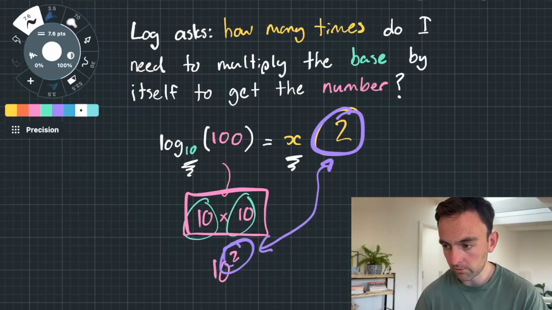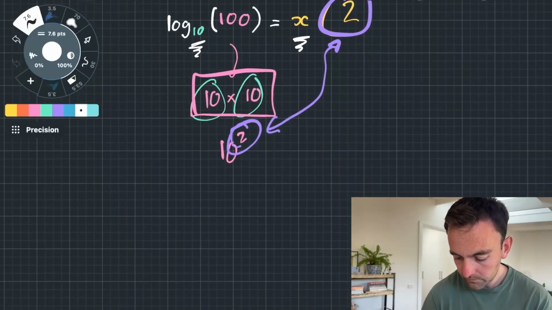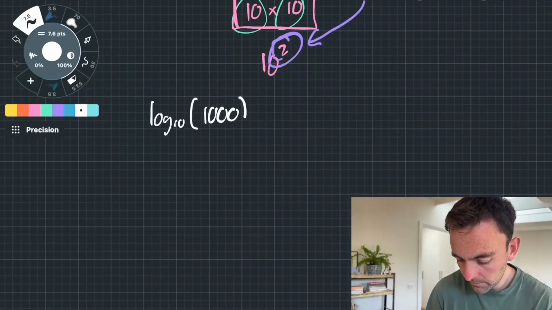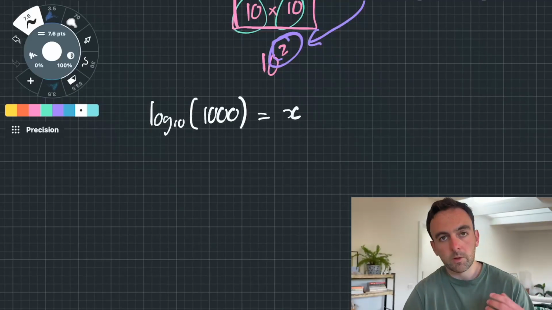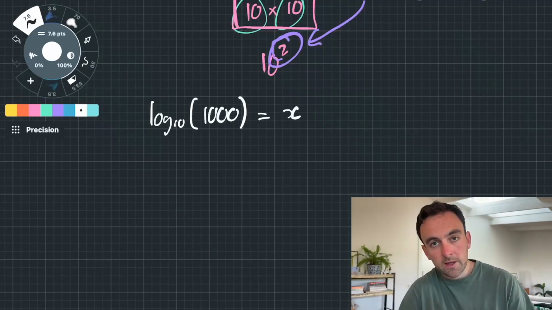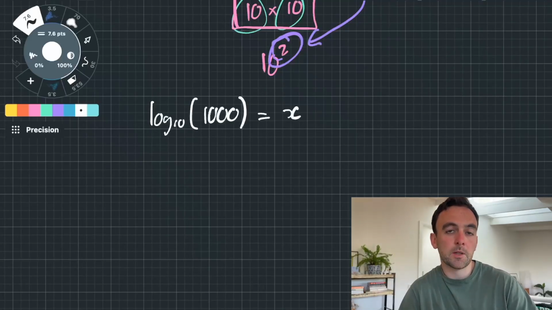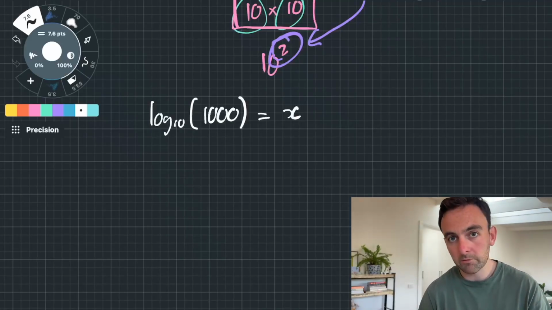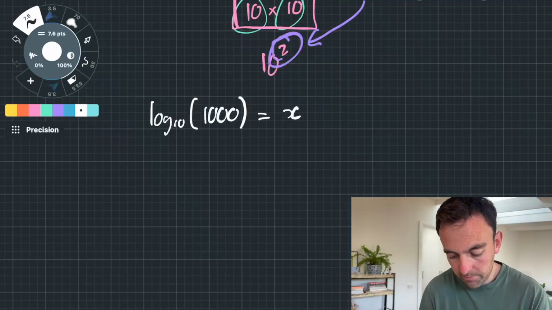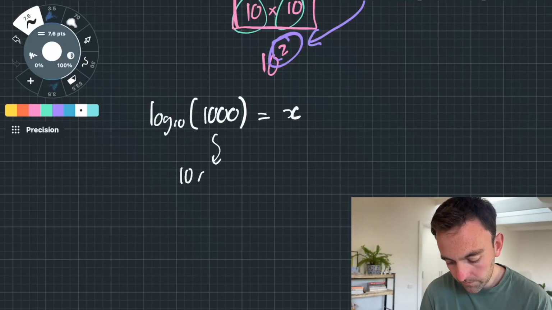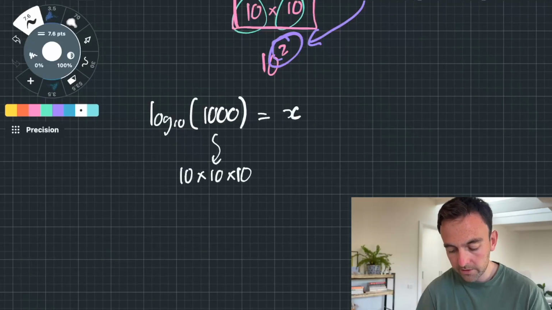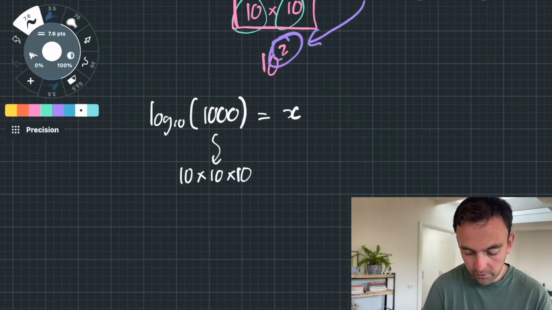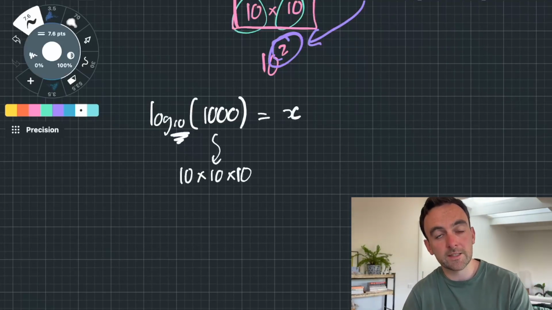So let's just go through a few more examples. If we had log 10 of 1000 equals x, then we can just say, well, this question is asking how many times do I need to multiply 10 by itself to get 1000? And if you really, really wanted to, you could just break this number up in terms of tens, just multiply the base by itself however many times until you get to that number.